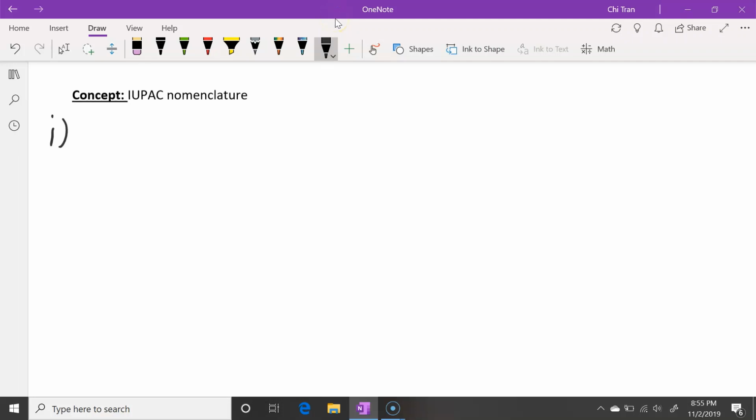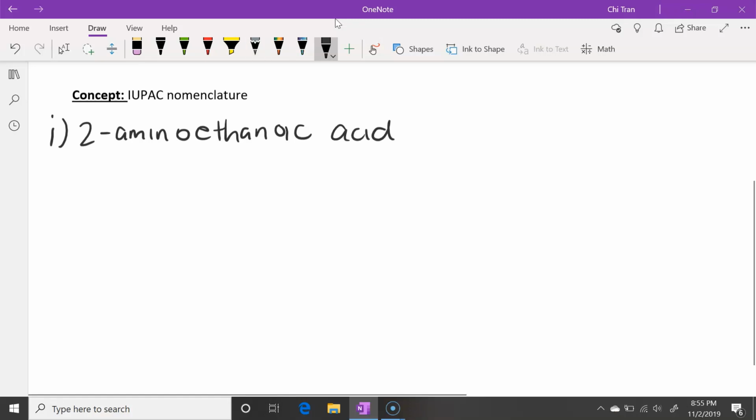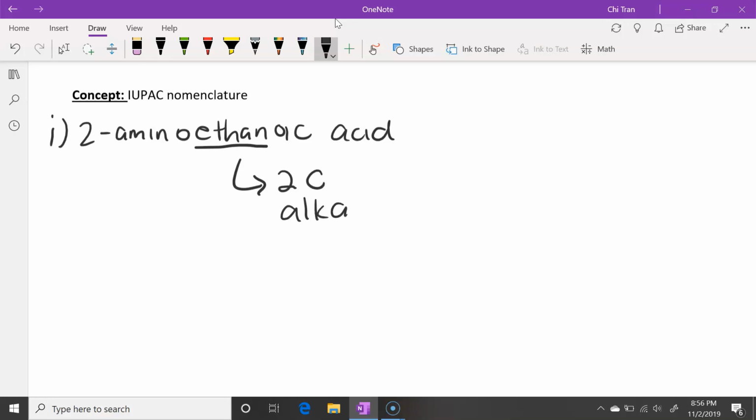So firstly, we have the organic compound 2-aminoethanoic acid. We first need to look at the type of organic compound as well as the longest carbon chain. So here we can find that in the part of the name which says ethane, and that tells us the longest carbon chain consists of 2 carbon and it is an alkane. So we can draw that out first. So we have 2 carbon and it's bonded by a single bond.